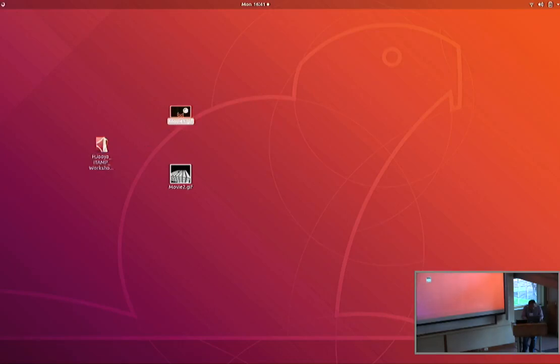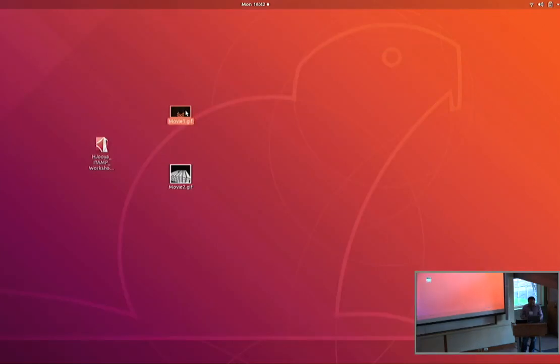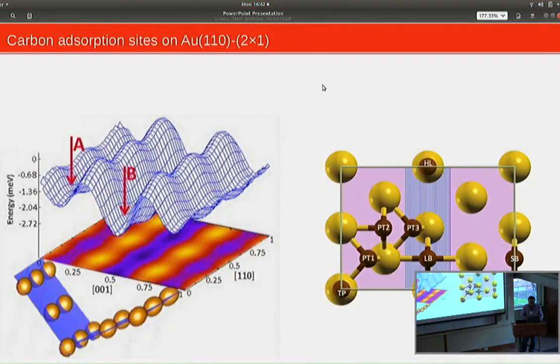I want to show you a quick movie, if it runs, that shows how the carbons come close to the surface and sit on those positions selectively. This is a little slow, sorry. Okay, so the carbons are approaching the surface and then finding their place. This part is just the A potential channel. Down here is the B potential. And the carbons are getting stuck at the A edges, right? So this is already one carbon atom for each gold atom, basically a coverage of one.